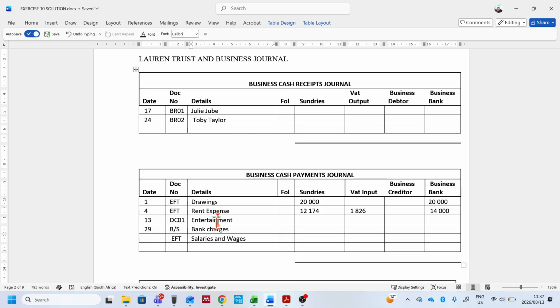If you are paying a supplier, you write the supplier name because the transaction will be written under what? Business creditor. When we read, it's going to indicate that we paid a business creditor, and then the name will be under details. But for the rest, it will say that we paid the following accounts, and the account is the following, which is under details. So here we're paying for entertainment. The total is 2,500.